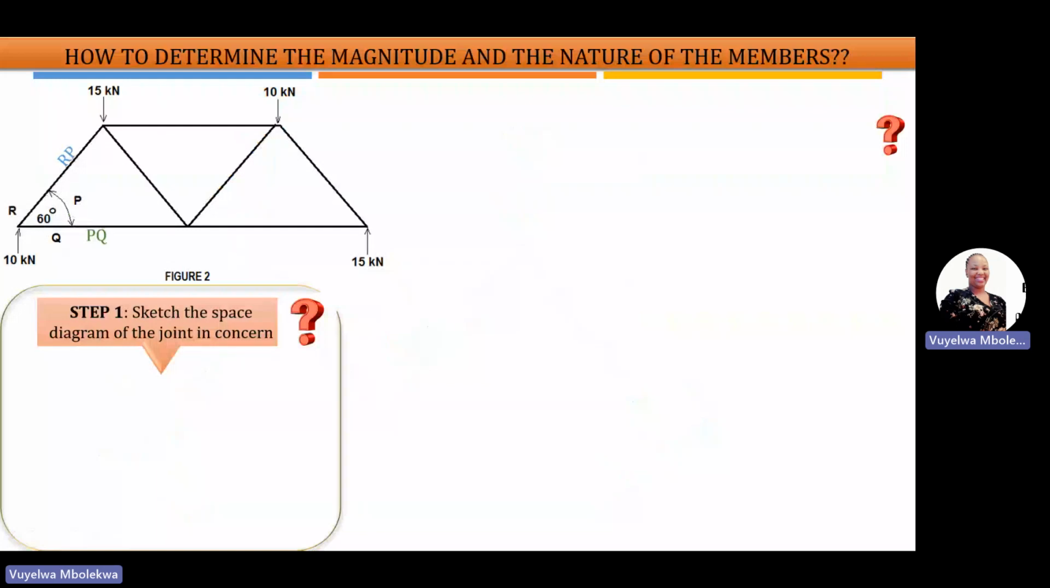I think I do have a vector diagram. So that one is 15 kilonewton. Yeah, you have 10 kilonewton. Let me just see, maybe I do have, oh, here is a space diagram.